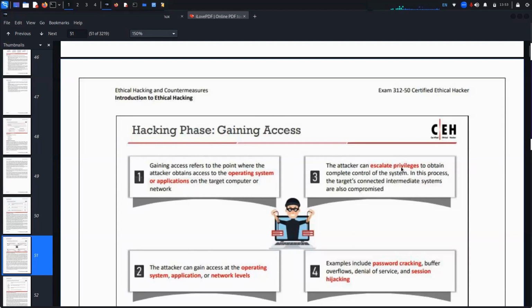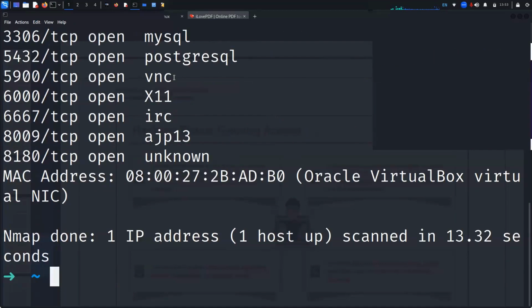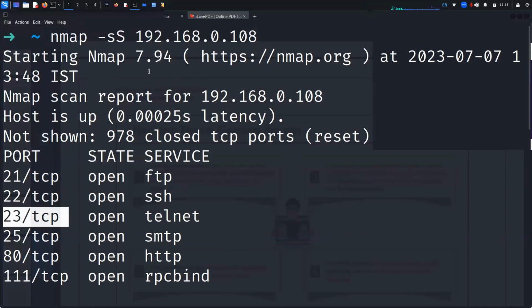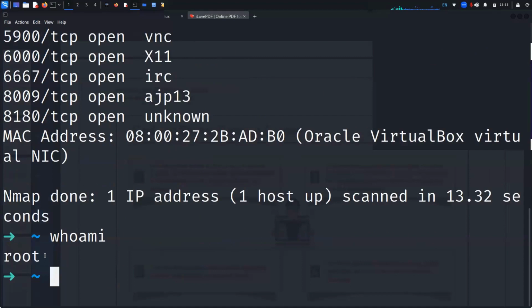The attacker can escalate privileges to obtain complete control of the system. In this process, the target's connected intermediate systems are also compromised, right? So what did we see here? The reason that I stopped sharing my screen is that I had to enter my password to go into something called root, right? If I type in whoami, it says root. Root in Linux language is nothing but the administrator that you use in Windows, right?